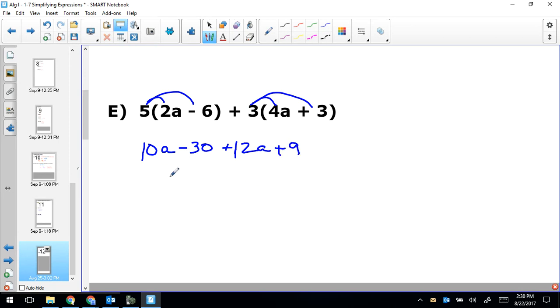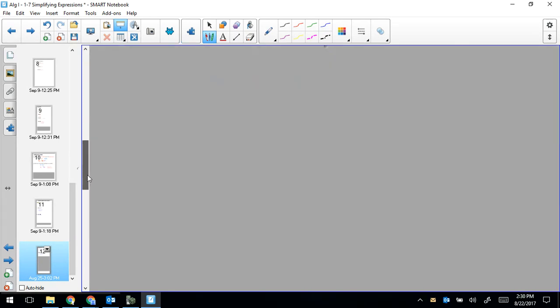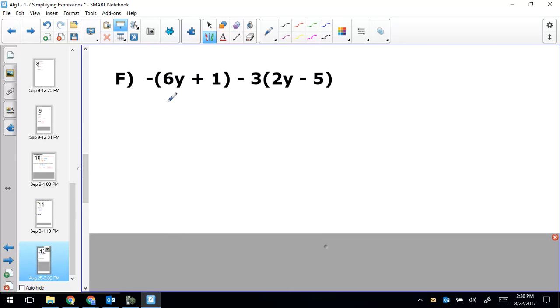Now I can combine like terms. 10a, 12a to make a 22a, negative 30, positive 9, minus 21. Negative 30 plus 9. There's my answer. Try this one on your own. Working with some negatives in there. Watch out here. Pause, and then play when you think you got it.